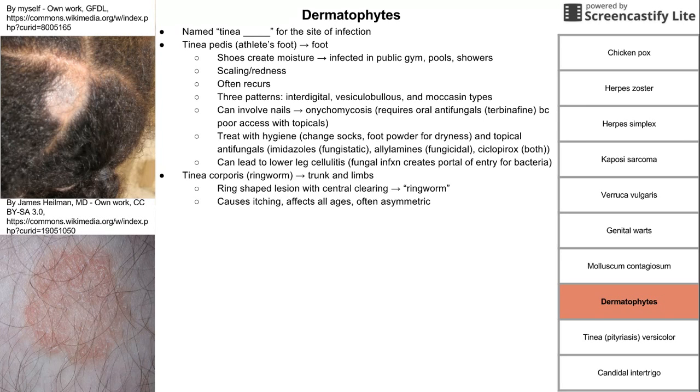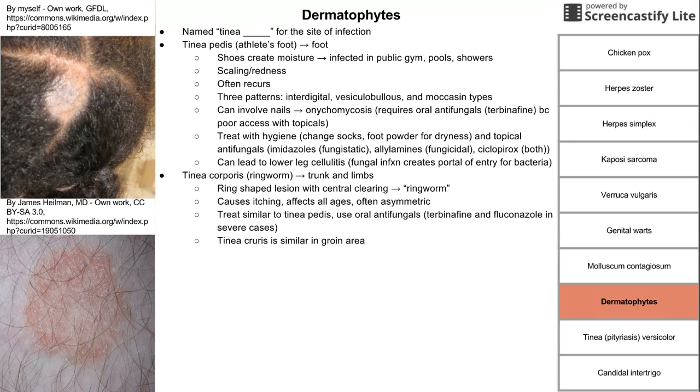Tinea corporis causes itching. It affects all ages, and it's often asymmetric. You treat it similar to tinea pedis. You can use oral antifungals, terbinafine and fluconazole in severe cases. Tinea cruris is similar, but occurring in the groin area. Tinea capitis, this is a dermatophyte that affects the scalp and the hair, as you can see in this upper image here. Tinea capitis is more common in children, African-American children specifically. 4 to 8 years old is the most common range.